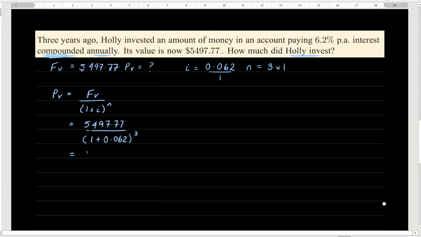So 4590. Okay, so your future value is bigger than what you invested originally, so that's correct. So you put down $4,590 now with this interest rate and you end up with more, $5,497. Okay, hopefully that helps.